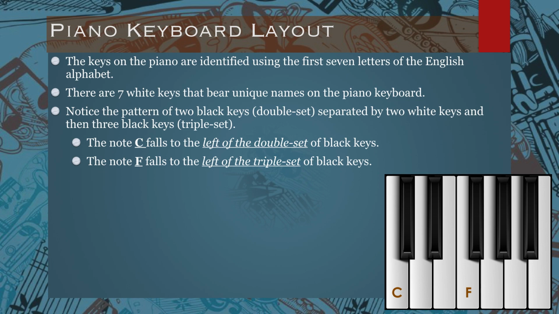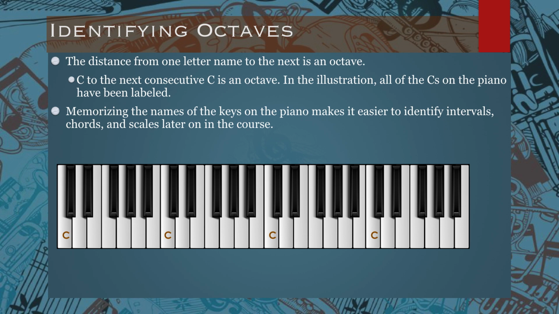So now let's look at the entire piano keyboard. So here we have the entire piano keyboard, or a much larger portion of the piano keyboard. The distance from one letter name to the next is an octave. So from C to the next C is an octave. From that C to the next C is also an octave. If you were to skip one, it would be 2 octaves. If you were to skip 2 C's, it'd be 3 octaves.